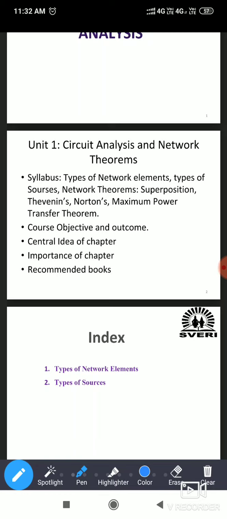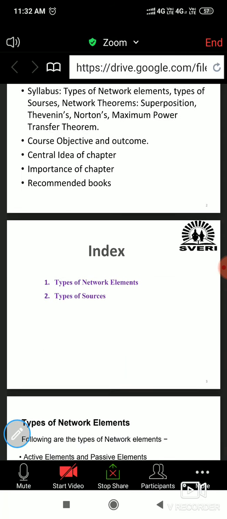Okay. So next one, types of network elements and types of sources. These will be the first two bits present in unit number 1. Types of sources we already covered. Once again I will revise when we complete the network elements. Okay, don't worry, I will cover that point. Now next one, we'll start unit number 1.